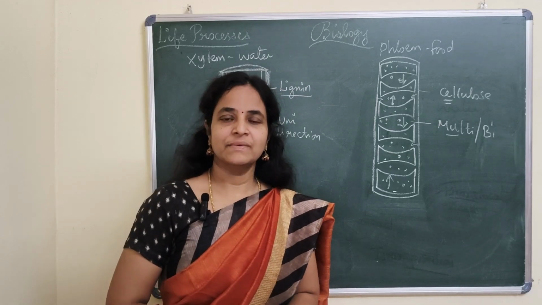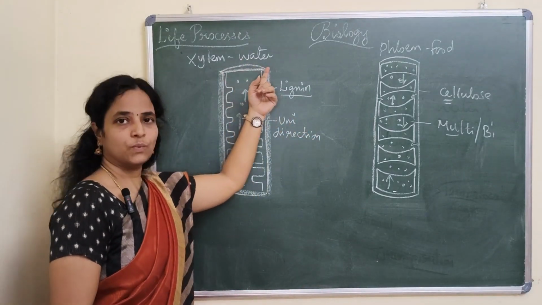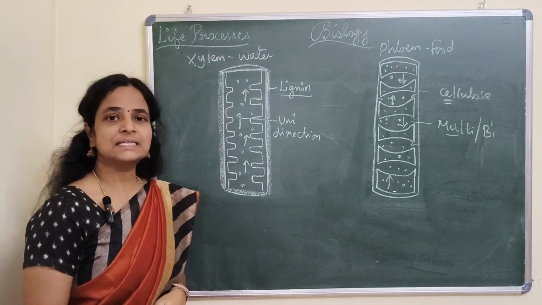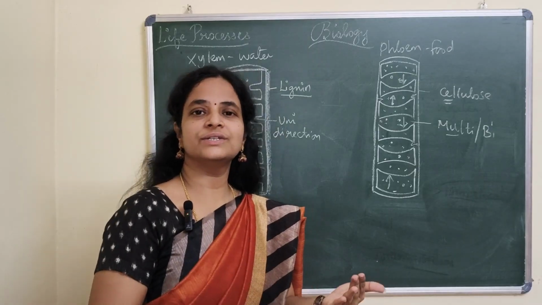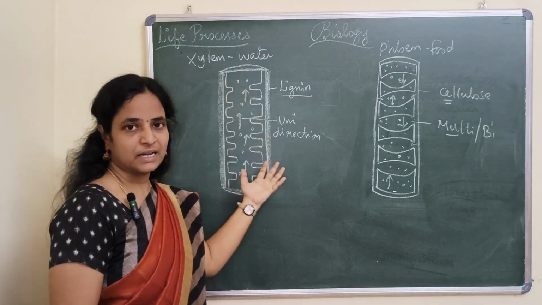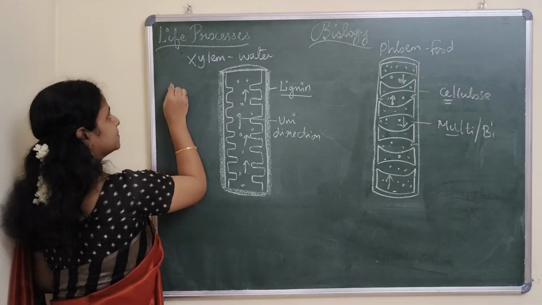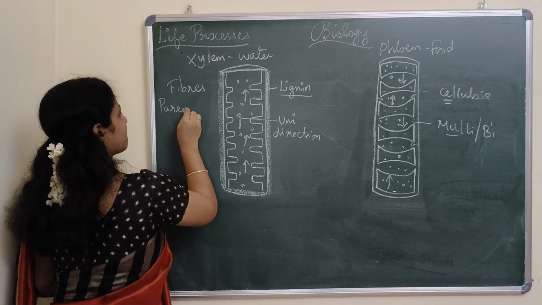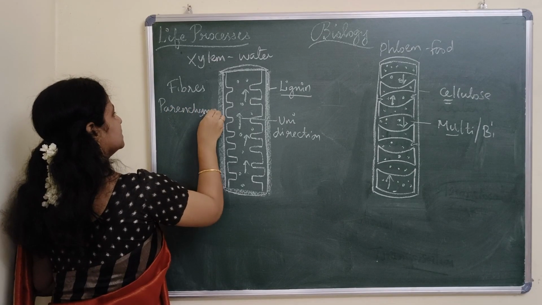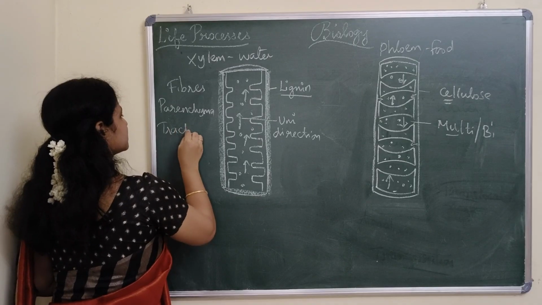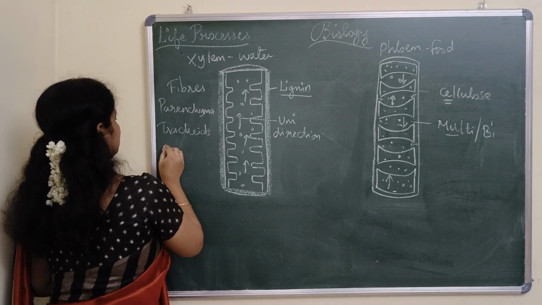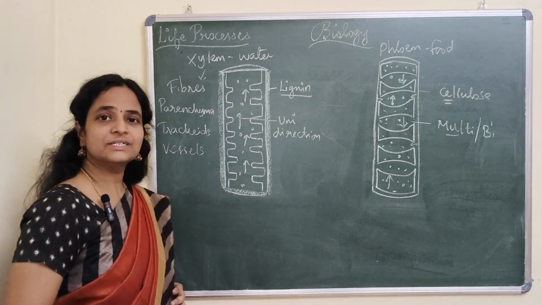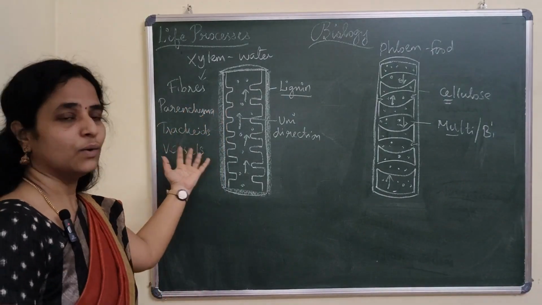Conductive tissues are xylem and phloem. So xylem conducts water, whereas phloem conducts food. So first we'll go with xylem. Not only xylem, we also have the associated tissues along with xylem to conduct water. They are xylem fibers, xylem parenchyma, xylem tracheids, and xylem vessels. So these are certain associated tissues that help in conducting water.